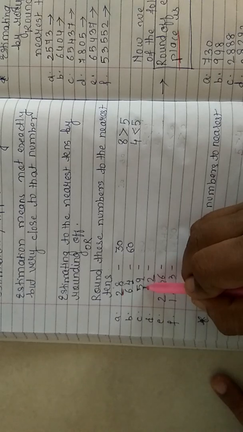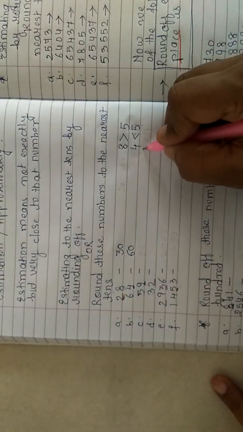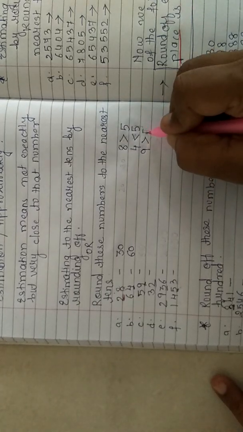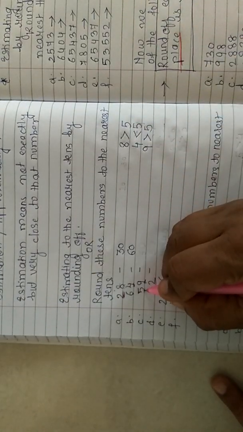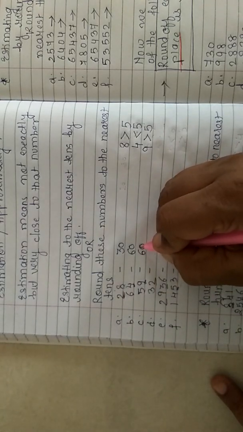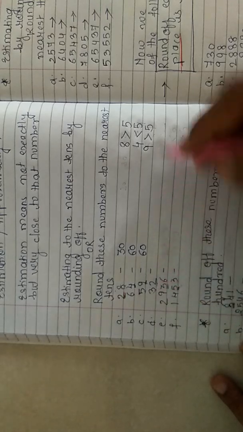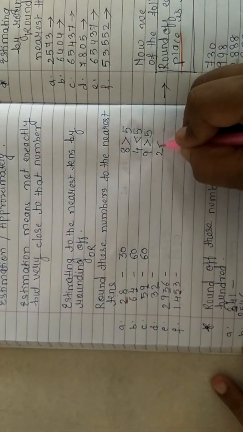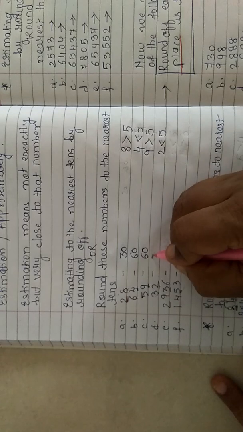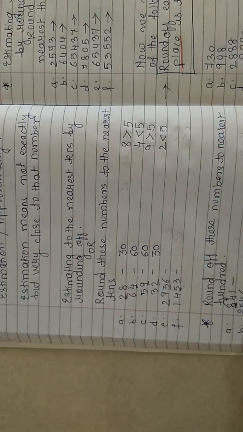Now here again I will see the number at ones position, that is 9, and it is greater than 5, so I am going to add 1 in this and it will become again 60. Now children, in the D question, I am again going to see the number at ones position. It is 2 and 2 is less than 5, so I am going to leave it and write it as 30.